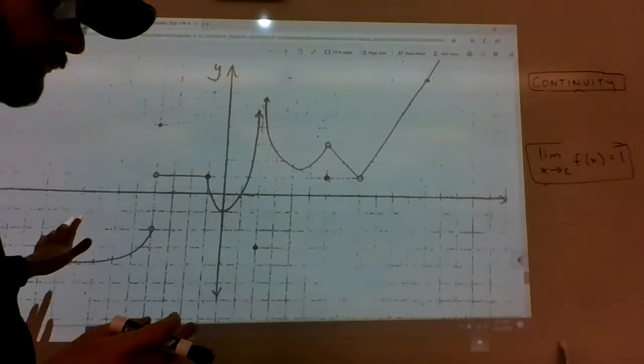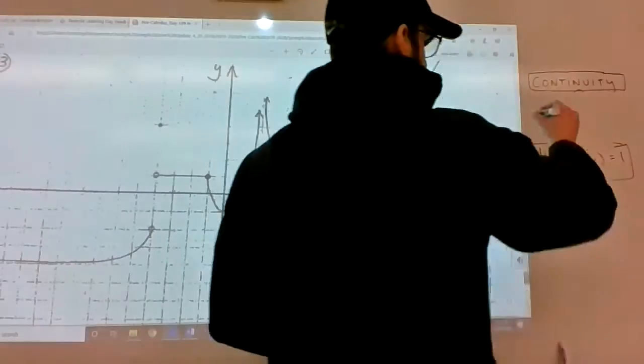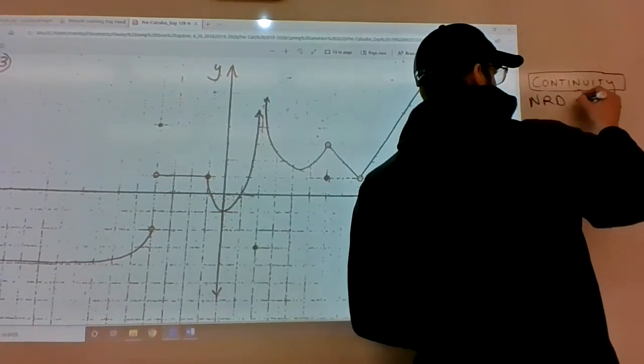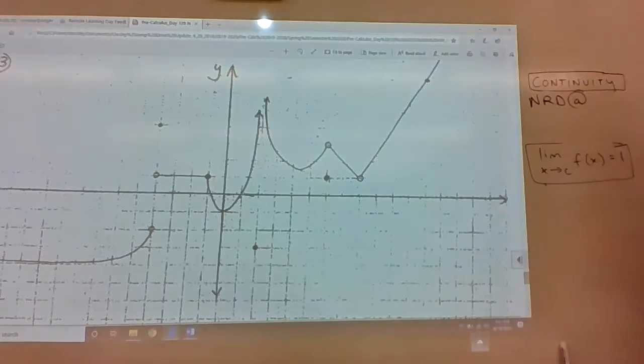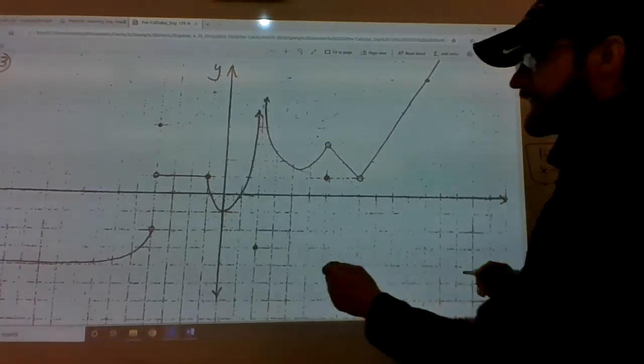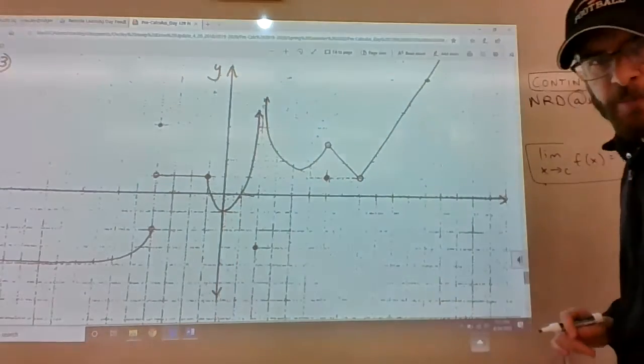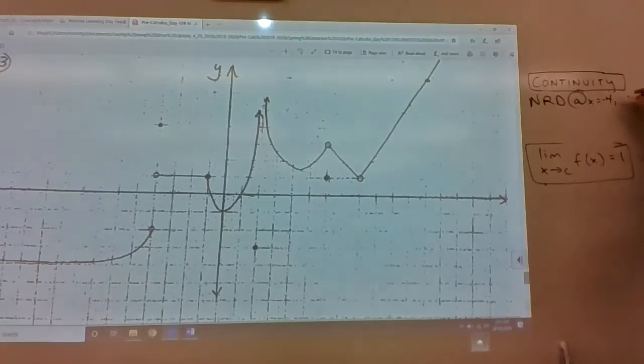So I'm going to go for it right now. At x equals negative 1, 2, 3, 4, we're non-removably discontinuous. And at x equals 1, 2, the asymptote also makes that non-removably discontinuous.